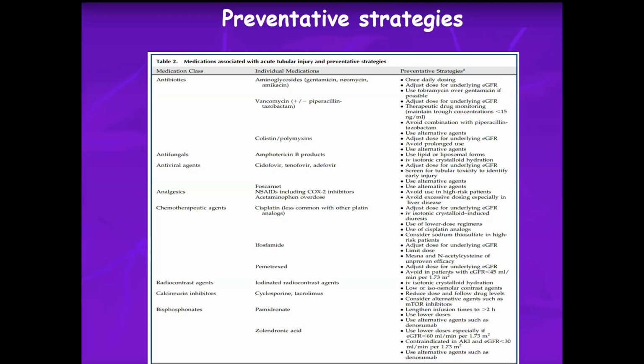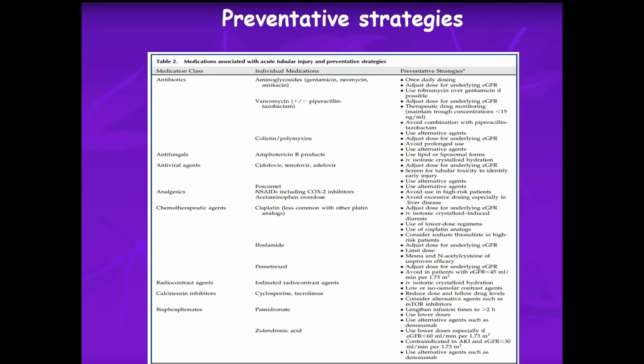whether you should prescribe drugs like tenofovir and some of your antivirals in these patients. With your analgesics, you can avoid them or use an alternative form of analgesic to obviously avoid the anti-inflammatories in elderly patients. With radio contrast media, look at alternative ways of imaging the patient, and of course try to avoid the hyperosmolar contrast media.